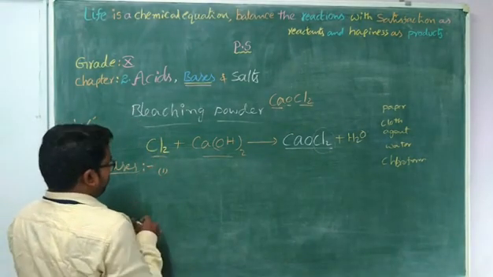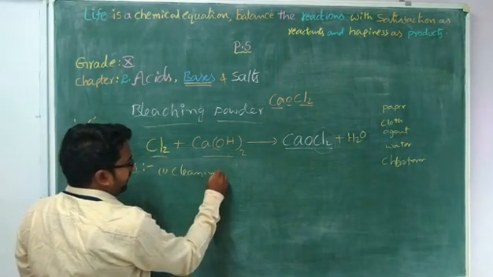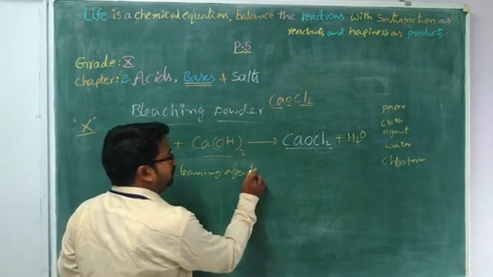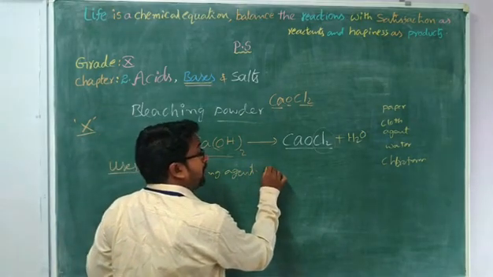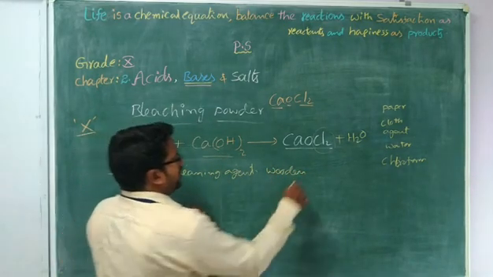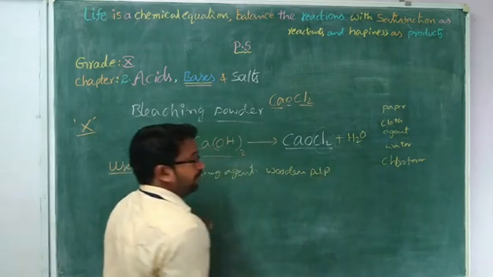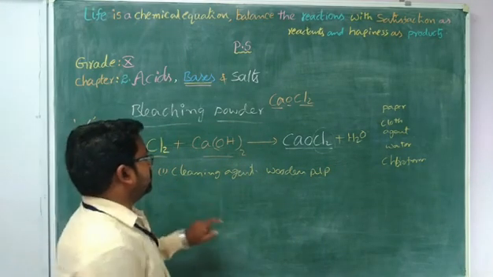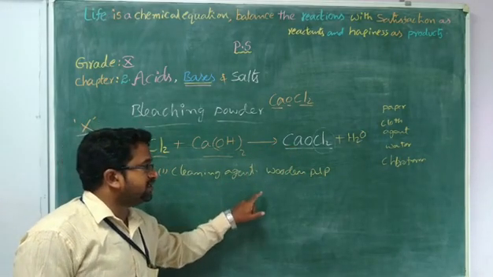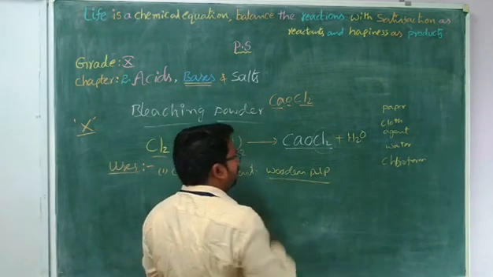In paper industry, bleaching powder is used as cleaning agent. It is used as cleaning agent of who? Of wooden pulp. To clean the wooden pulp. So this bleaching powder is used as the cleaning agent. Where? In paper industry, to clean the wooden pulp.